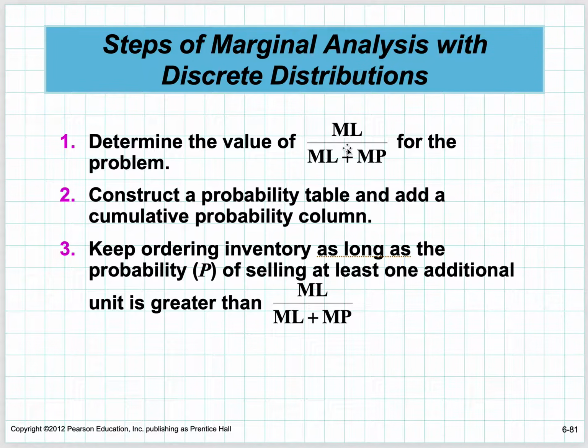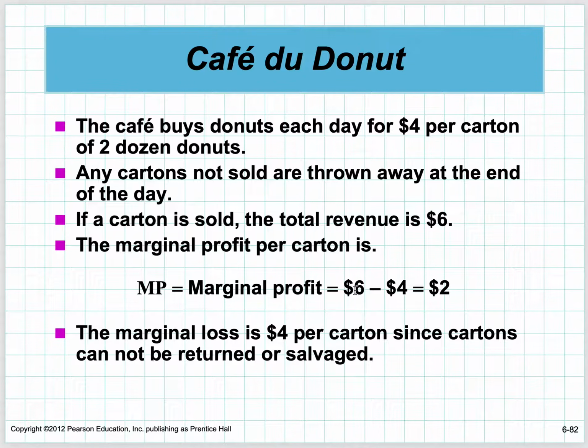So determine this value for the problem. Construct a probability table and add a cumulative probability column. Keep ordering inventory as long as the probability of selling at least one additional unit is greater than that. Okay, how does it look?